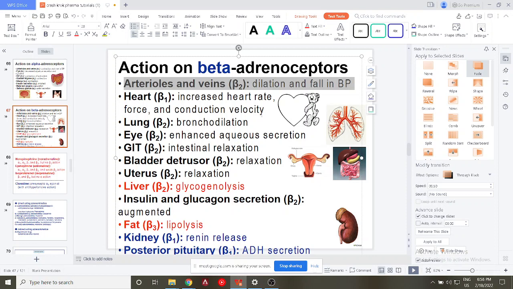Also, beta 1 causes increase in heart rate and force. So it can be used to treat heart failure or anaphylaxis. Also take note of this. Beta 2 causes bronchodilation, so it can be used to treat asthmatics.